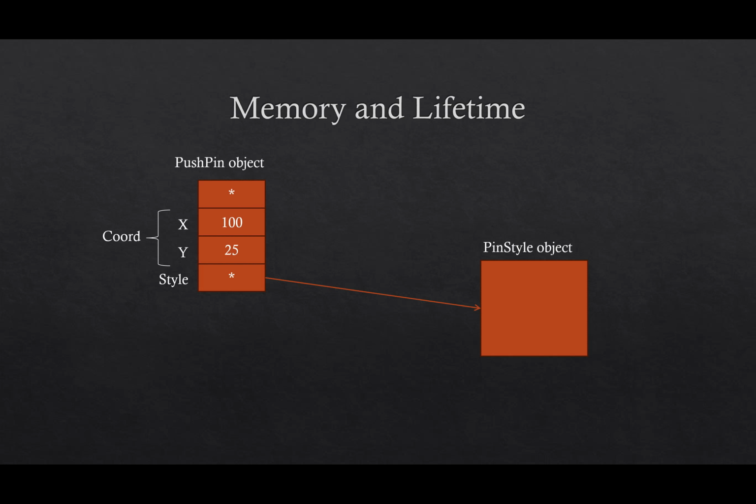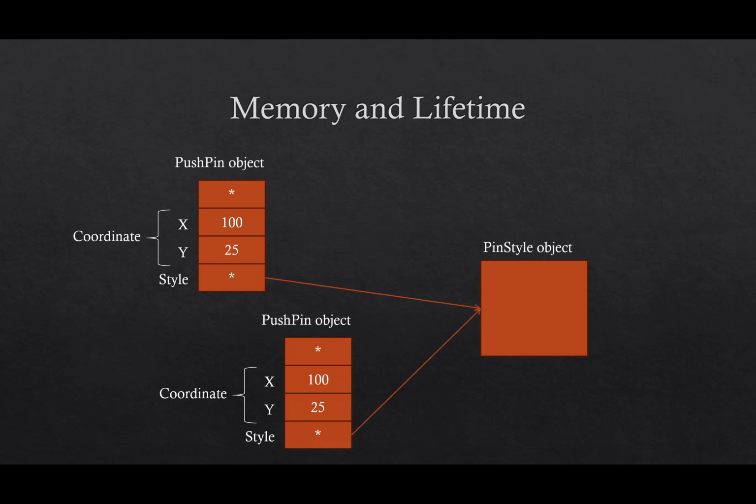Style, on the other hand, is a class member, and so the object contains a reference to the pin style object. Part of what that allows is that we can have multiple pushPin objects that all refer to the same pin style. Because it's a reference type, we can have one pin style object that's shared by any number of pushPin objects. Whereas each pushPin object is going to have its own coordinate because it is a value type stored directly within the object itself. So that is how the memory and lifetime differ between reference types and value types.